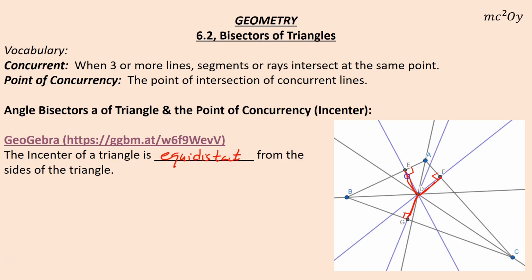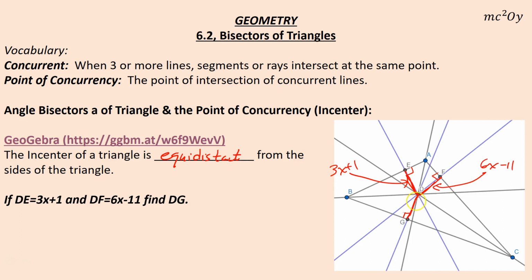Okay. So using that information, let's go ahead and try a problem here. It says if DE is 3x plus 1 and DF is 6x minus 11, can we find DG? Well, they're supposed to be equidistant, so if we can figure out what those two lengths are, we can figure out that one. The way we could do that is just set them equal to each other. We know that DE equals DF, and that equals DG.